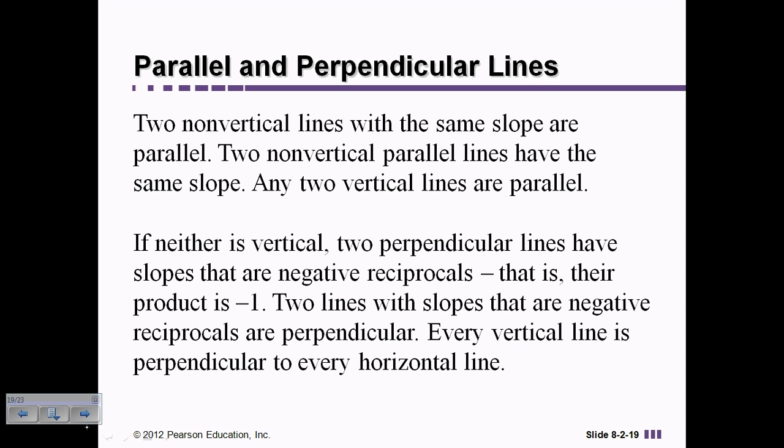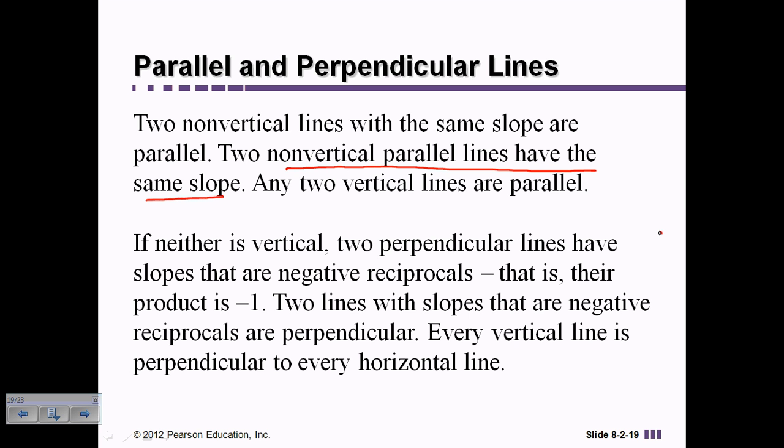So now we're talking about parallel lines and perpendicular lines. Parallel lines are two lines that do not intersect. What we have learned is that two parallel lines that are not vertical have the same slope. Two parallel lines have the same slope, so that's the important element there.